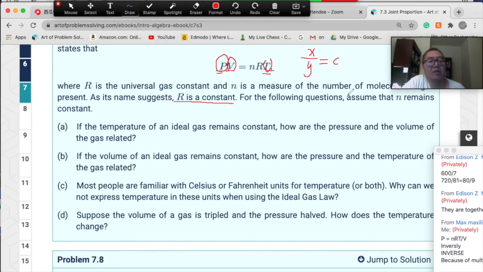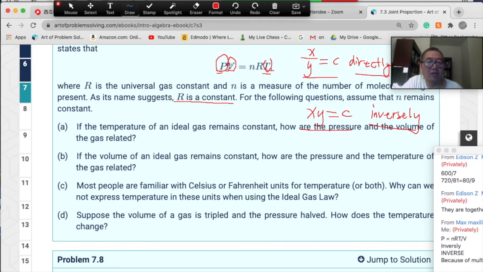Okay? If x times y, the product of x and y, keeps constant, then we call this inversely proportional. This one is inversely proportional. This one is called directly proportional. So here, when V is a constant, tell me whether P and T are directly proportional or inversely proportional. To do that, you need to check whether the product of the two variables equals a constant, or the ratio equals a constant. You need to check which one is satisfied.